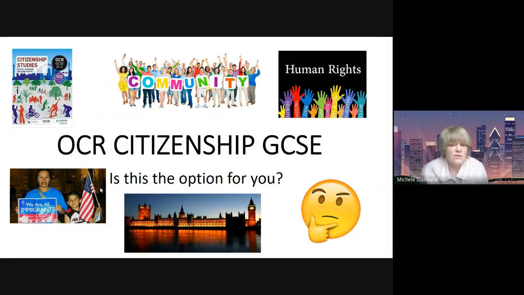cohesion, religion, culture, politics, ethnic communities, Indigenous community. So it looks at how our society is put together and how it evolves and changes, and how you can have a voice in that. You're supported all the way through by this textbook here, Citizenship Studies, that you get a copy of at the beginning of year 10. And a lot of your homework will be, we use this for a lot of the work that you'll do at home.